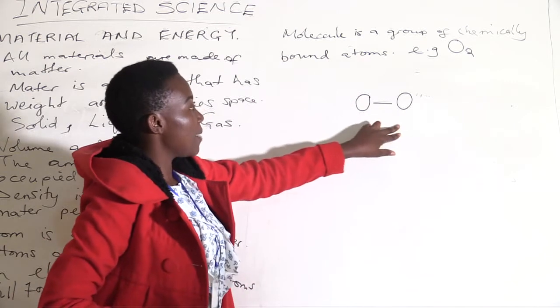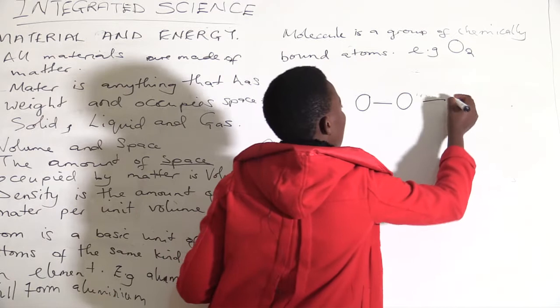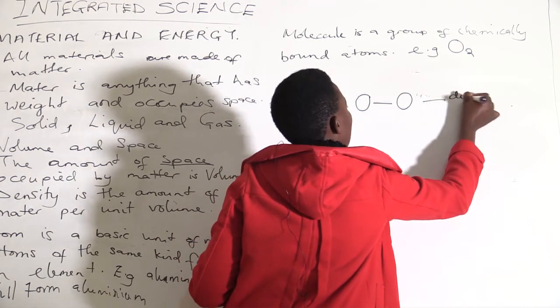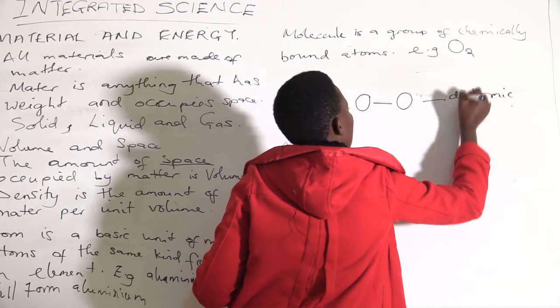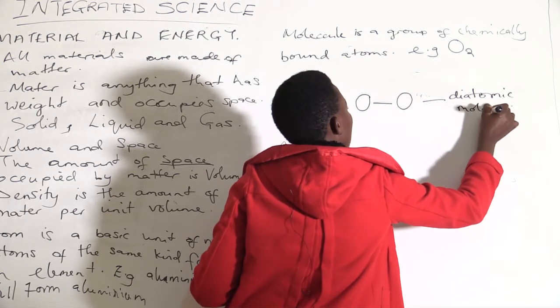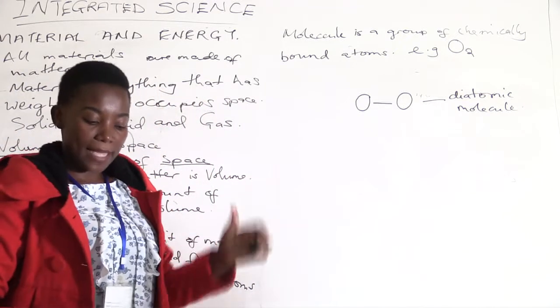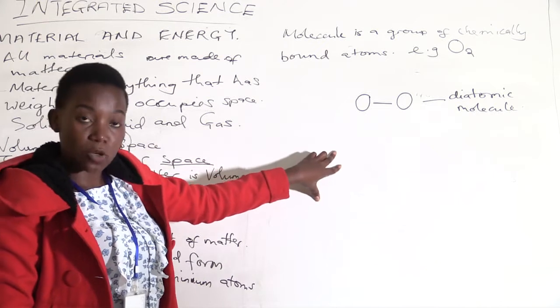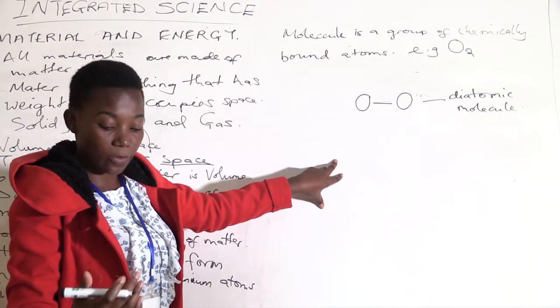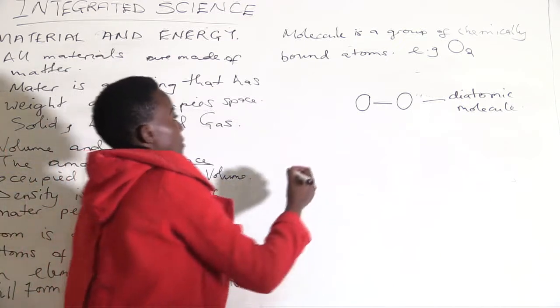This is the same kind of atom, so I will call this a diatomic molecule, because it is bound by the same kind of atom. Because it is bound by the same kind of atom, I will call it a diatomic molecule. The other kind of molecule is called a chemical compound.